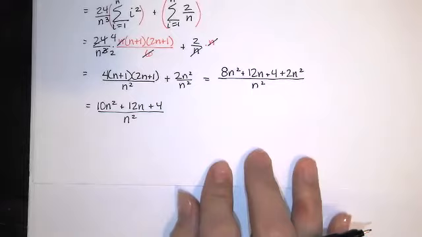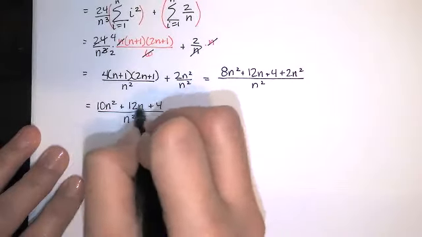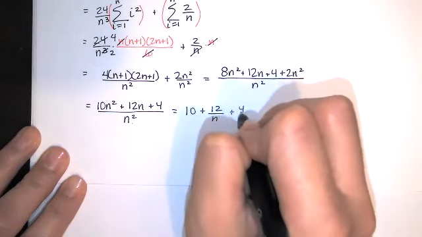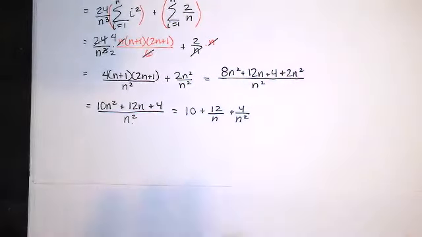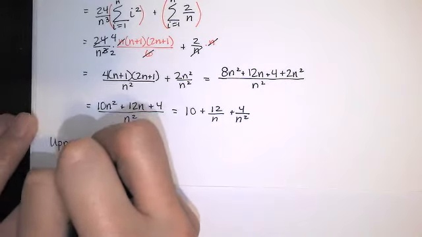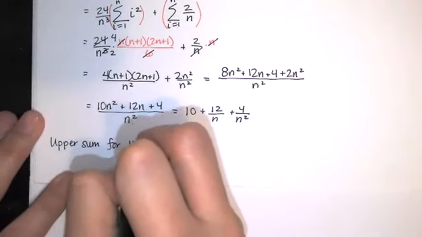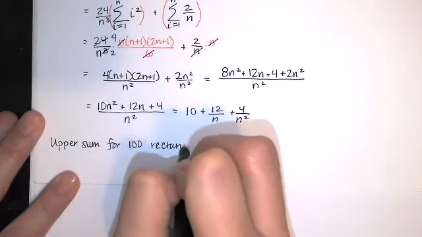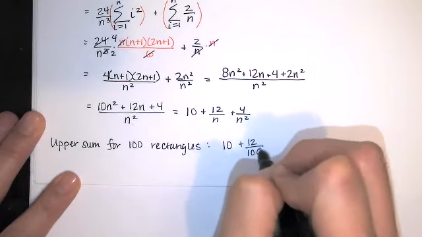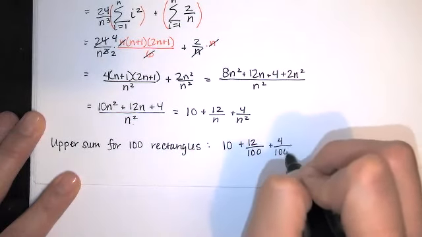So this is the upper sum. Or if we simplify, just divide each one of those by n squared. We get 10 plus 12 over n plus 4 over n squared. This gives me the upper sum, that overestimate of that area under the curve for the number of rectangles n. So our upper sum with, let's say, 100 rectangles is given by this. It's 10 plus 12 over 100 plus 4 over 100 squared.